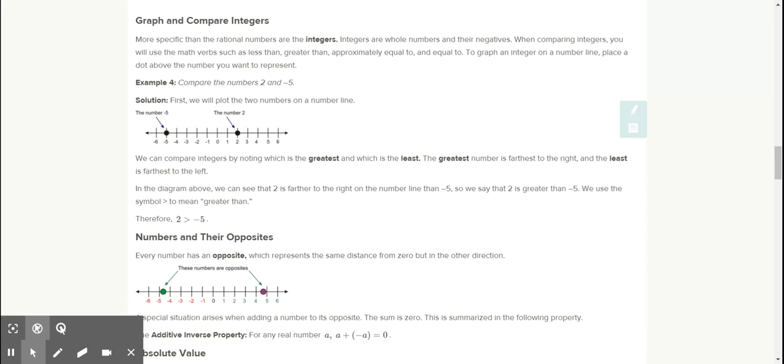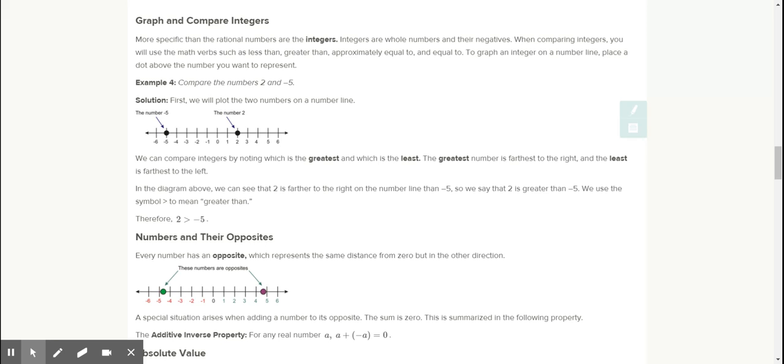Okay, we can compare integers by noting which is greatest and which is the least. The greatest number is the number that's farthest to the right. So when I'm talking about moving farthest to the right, it's going to be on this side. And the least is the farthest to the left. So the least would be all the way on that side. The farther you are to the left, you're looking at the least. The farther you are to the right, you're looking at the greatest.